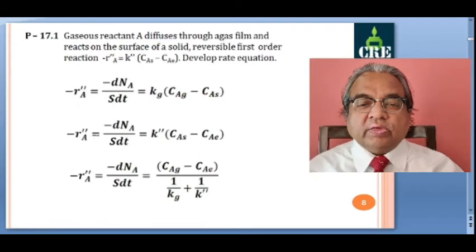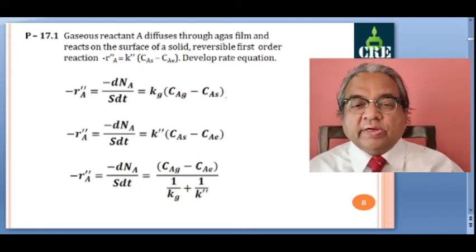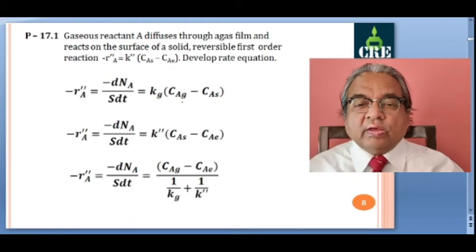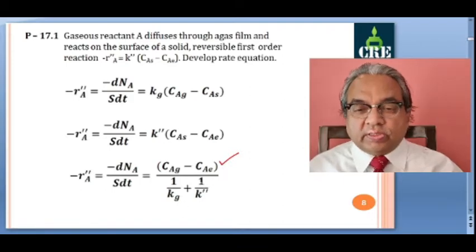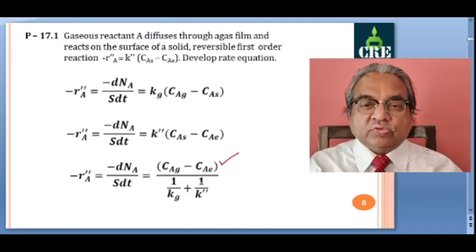At steady state, we equate these and then add numerators and the denominators. So if you write this as CAG minus CAS divided by 1 upon kg, and CAS minus CAE by 1 upon K double prime, the denominator can be added as addition of these two individual resistances, and the numerator, if you add the CAS and CAS with plus and minus sign, cancels out. So we get overall gradient as CAG minus CAE. So overall gradient divided by overall resistance or total resistance will give you the rate. So this is our rate equation.